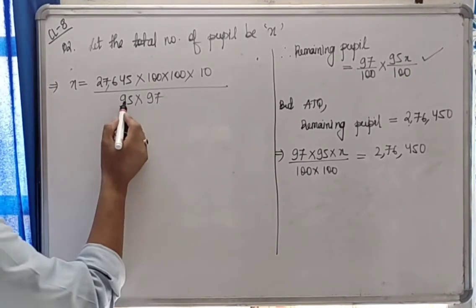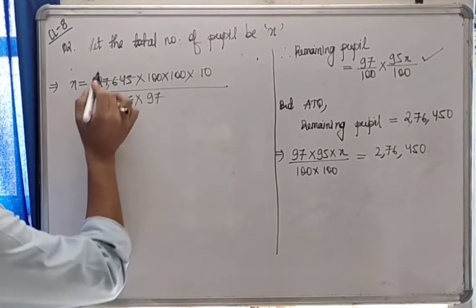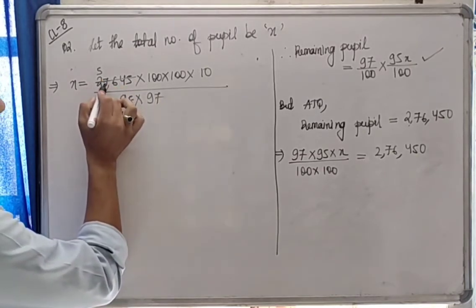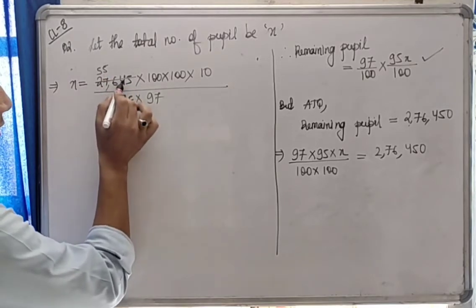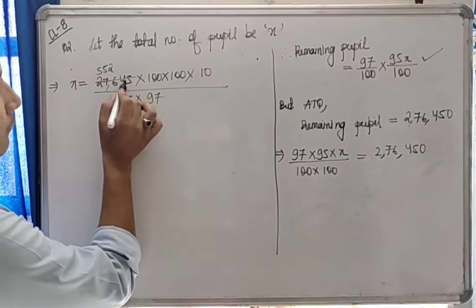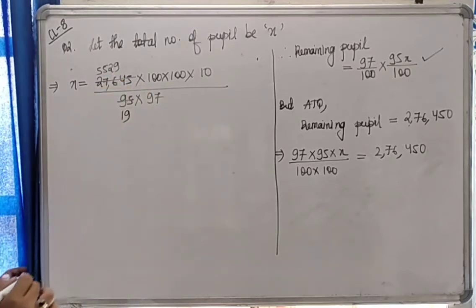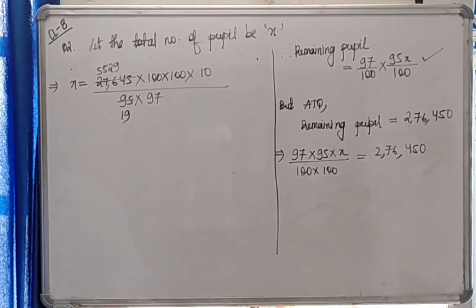So I think I can cancel this with 5. 5 19s are 95. 5 5s are 25. 5 2s are 10. 5 9s are 45. Okay, I think we can cancel with 19 also. And with 19 you can cancel this. All right, I think I can cancel it with 97 also.